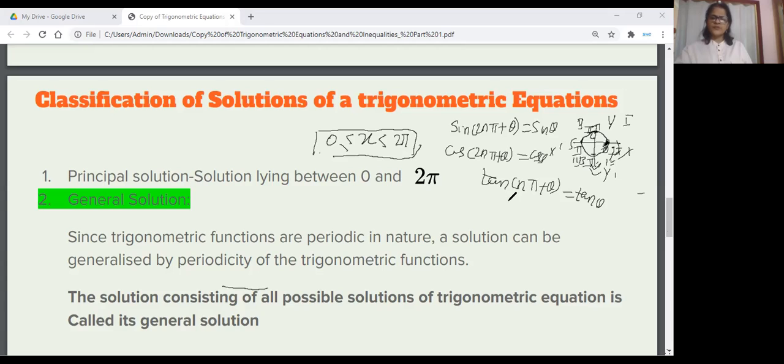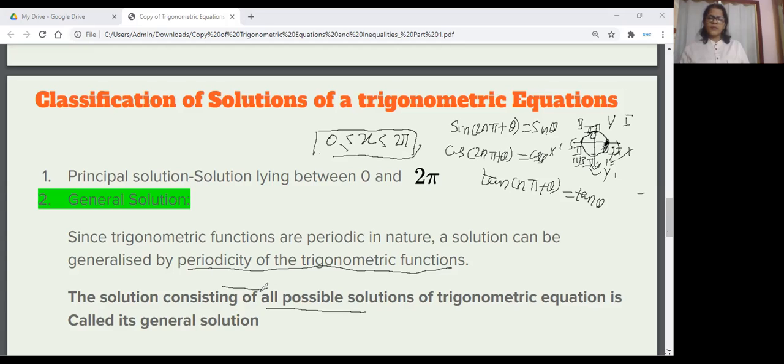So it means you are getting various values, right? Since trigo functions are periodic in nature, a solution can be generalized by the periodicity of the trigo functions. The solution consisting of all possible solutions of a trigo equation is called its general solution. So simply said, all possible values. It can be between 0 and 2 pi, or it may be beyond that. So the solution between 0 and 2 pi and beyond that interval can be taken as the general solution.